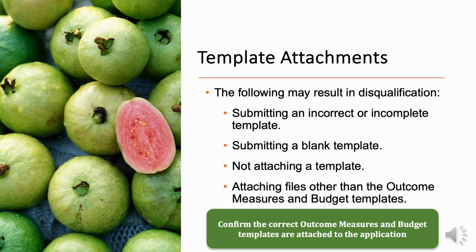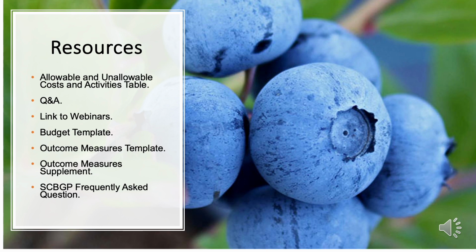Finally, there are several resources and links available on the SCBGP website to help you as you are completing your proposal. These include the allowable and unallowable costs and activities table, which also has been provided today, the questions and answers from our Q&A, links to recordings of our webinars, the budget template, outcome measures template and supplement, and the SCBGP frequently asked questions.